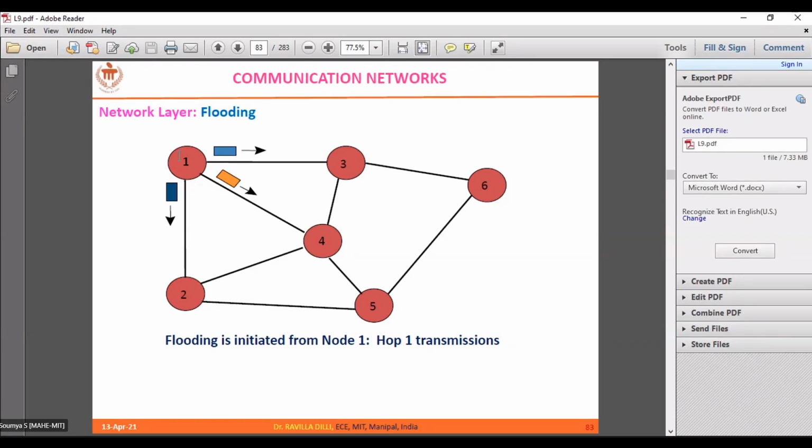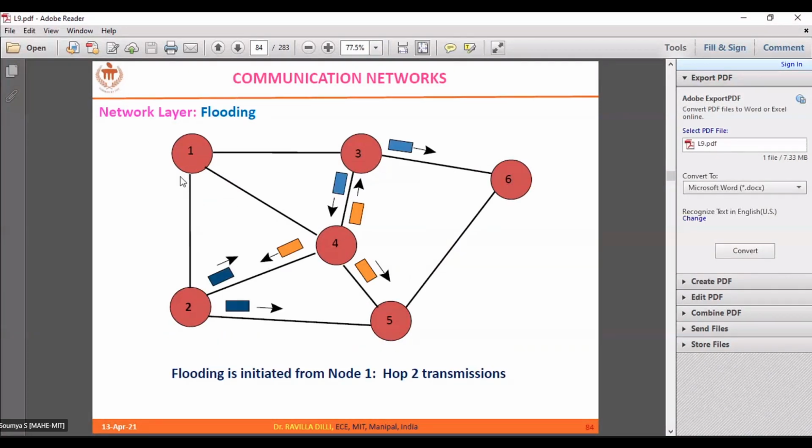You're going to send copies, multiple copies of the same packet through all the outgoing lines, right? So you observe here, node 1 is going to send that packet; it is connected to 3, it is connected to 4, and it is connected to 2. Whoever may be the destination, irrespective of the destination, it is just going to send that data on all the lines. This is flooding.